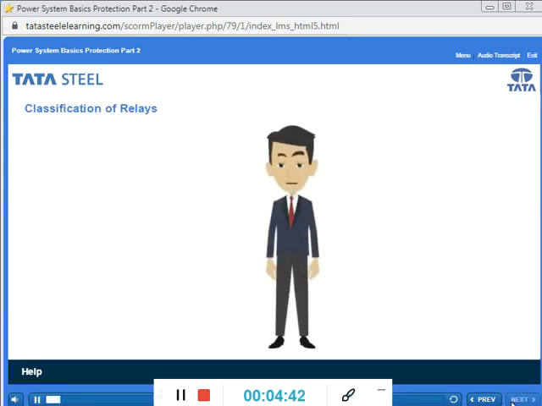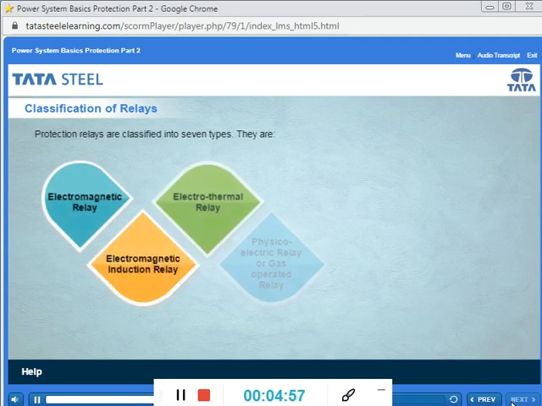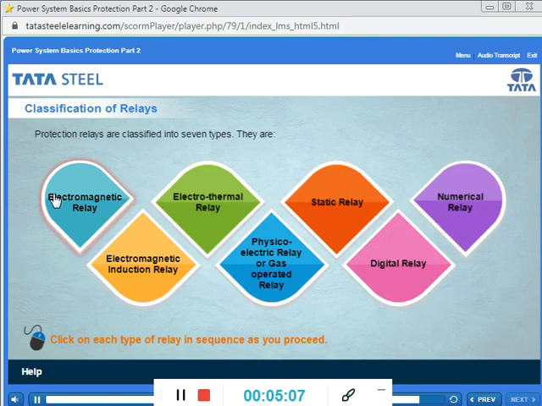Let us now discuss about the classification of protection relays. Protection relays have evolved over time and have undergone many changes. They are classified into 7 types. They are listed on your screen starting from the oldest, electromagnetic relay, to the latest one, numerical relay. We will discuss each of them in detail further. Let us begin with electromagnetic relay. Click on each type of relay in sequence as you proceed.